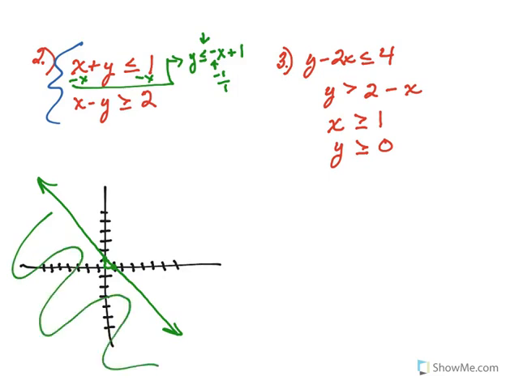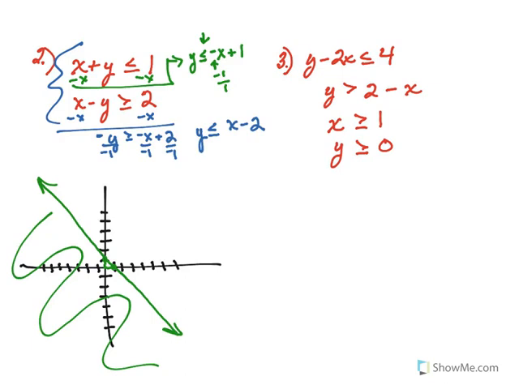And again, you can go ahead and put in a test point to make sure you shade in the right area. Okay, so let's do blue for the next one. So I'm going to subtract x. I get negative y is greater than or equal to negative x plus 2. And now I'm going to divide everything through by a negative 1, which, because I divided by a negative, means I now have to flip the sign. So now it's y is less than or equal to x minus 2.